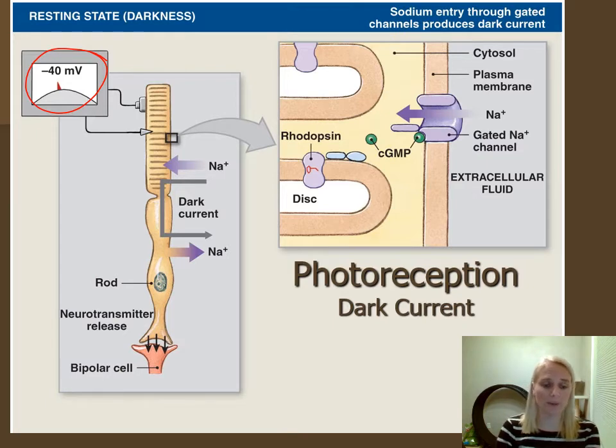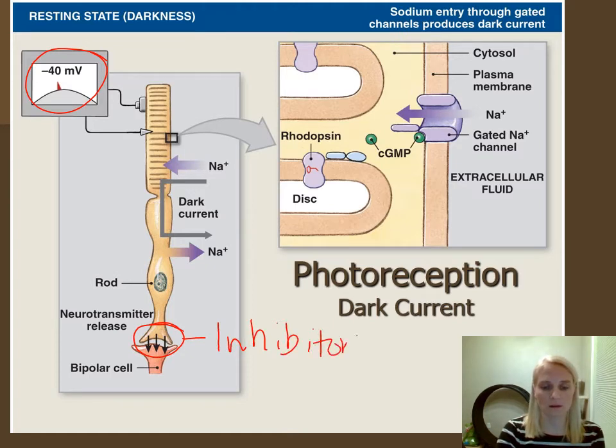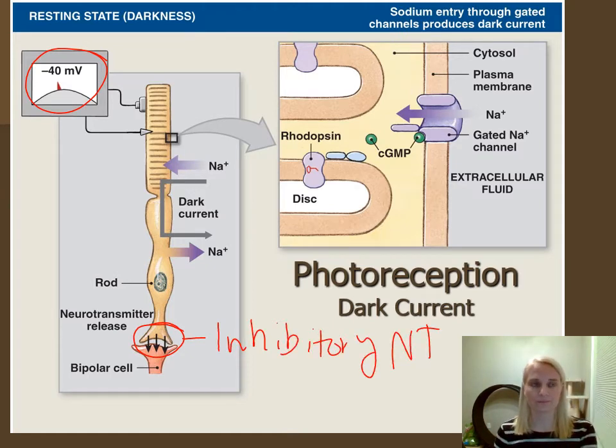But also look what's happening down here at the synapse. The neurotransmitter is being released. So at rest, these rods and cones, these photoreceptors, are actually actively releasing neurotransmitter. But here's the trick, right? Because you're like, well, why would they be releasing neurotransmitter in the dark? Isn't neurotransmitter usually sending a signal? Well, in this case, it's not. It is an inhibitory neurotransmitter. I think it's like glutamate or something with a G.